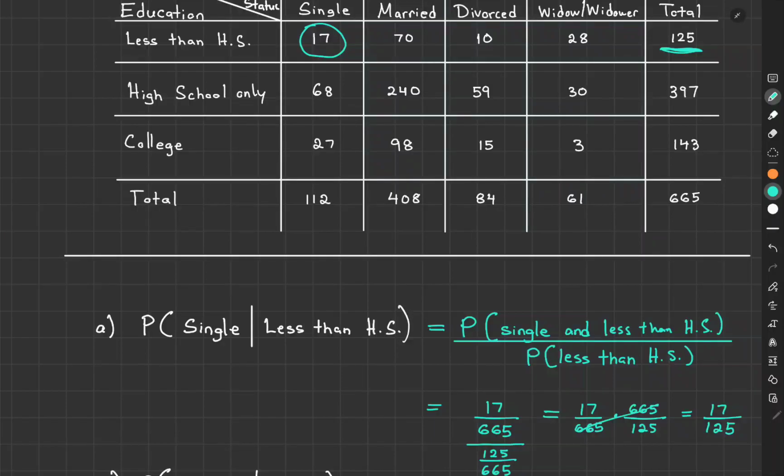Now another way you can think about this: you should always keep this formula in mind, but a quick way to check is, we're considering the people who are both single and have less than a high school education, that's 17 people, and it's out of all of the people, because we already know they have less than a high school education. There's only 125 people total who are like that. So that's why it's 17 out of this 125.